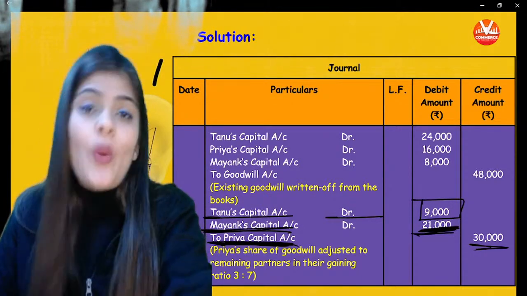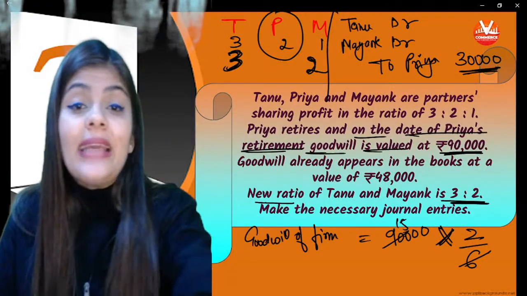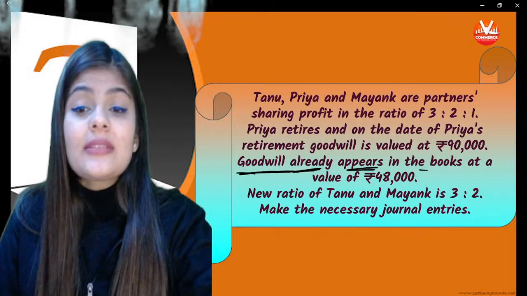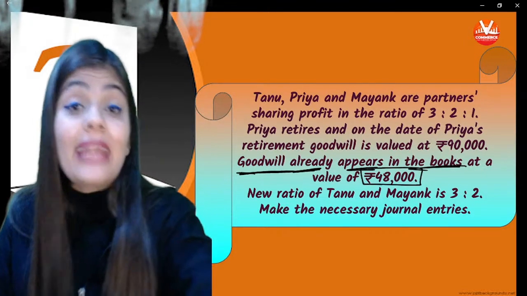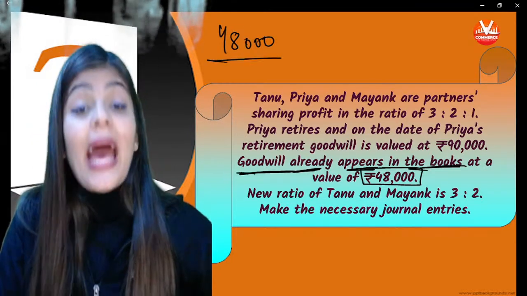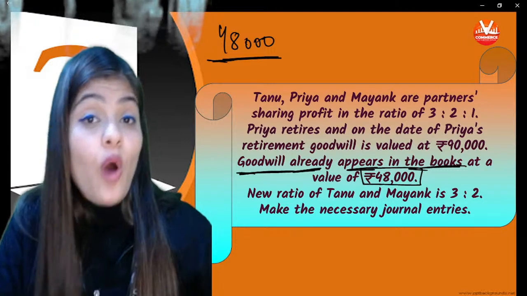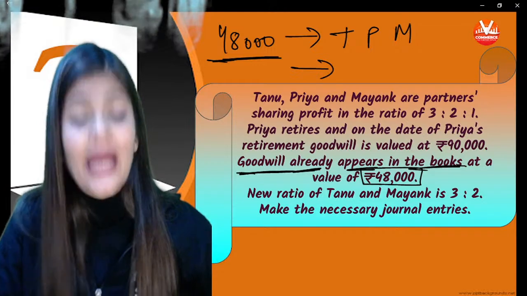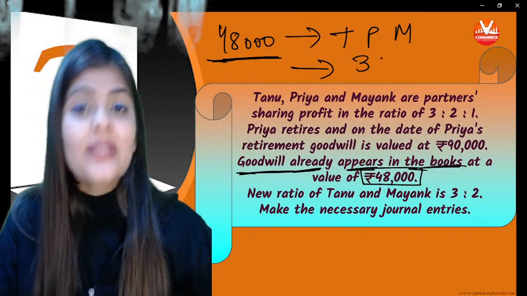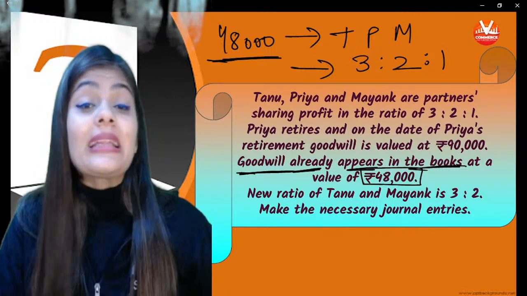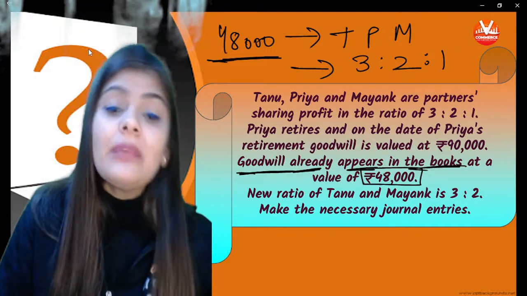Now, in the same question, it is also mentioned that the goodwill is already appearing in the books. Goodwill already appears in the books at 48,000. And this will be written off among all the partners, Tanu, Priya and Mayank, in their old ratio 3:2:1.